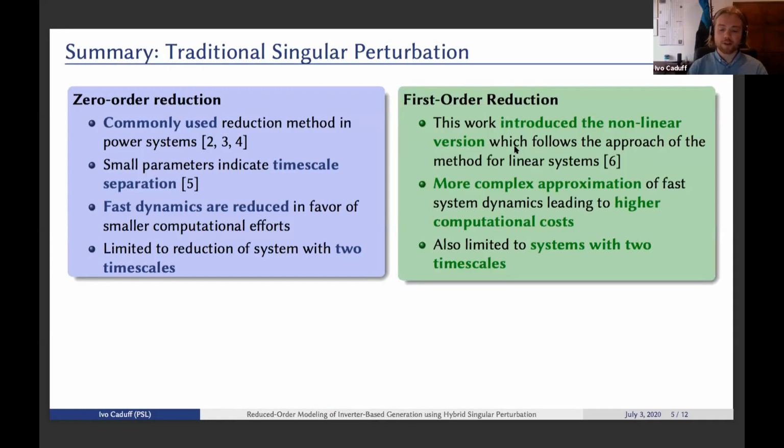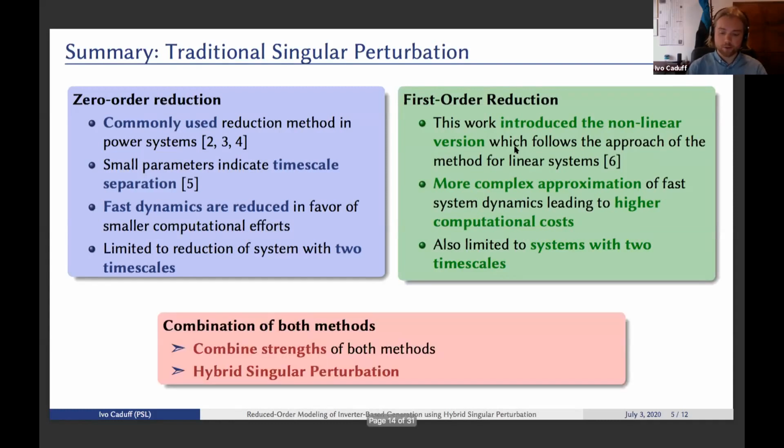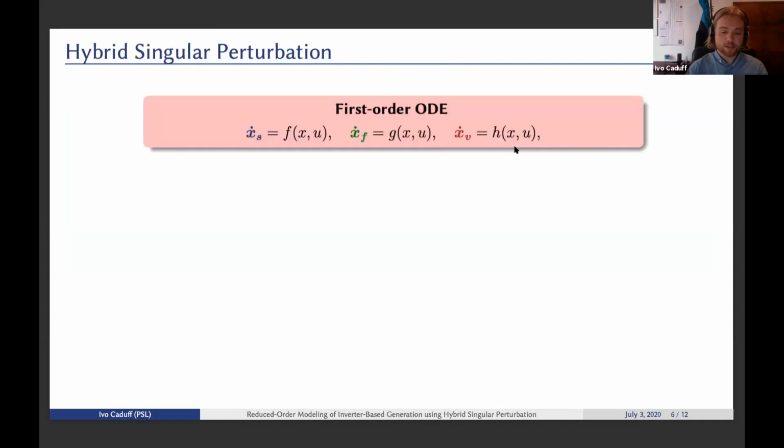In the process of finding an adequate reduction method for the introduced inverter model, we decided to combine the two methods in order to take advantage of both upsides, and we call it hybrid singular perturbation. Let me show you what I mean by that. Since in hybrid singular perturbation, we plan on using zero and first order reduction at the same time, the system can be split into 3 timescales. Before we had only slow and fast, now we have slow, fast, and very fast states, which are here represented by subscript V. The equations of the slow states remain untouched.